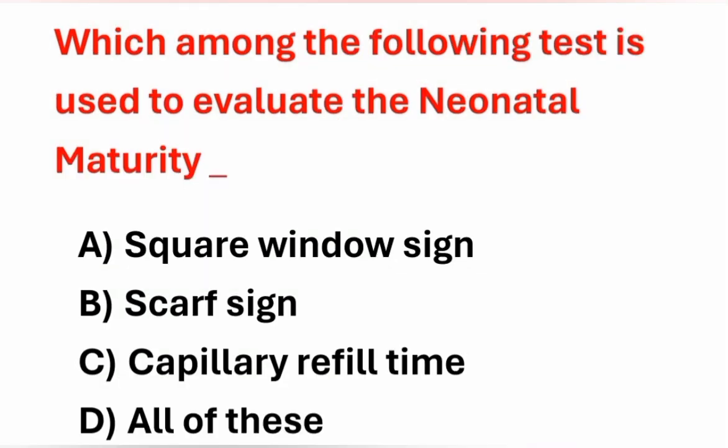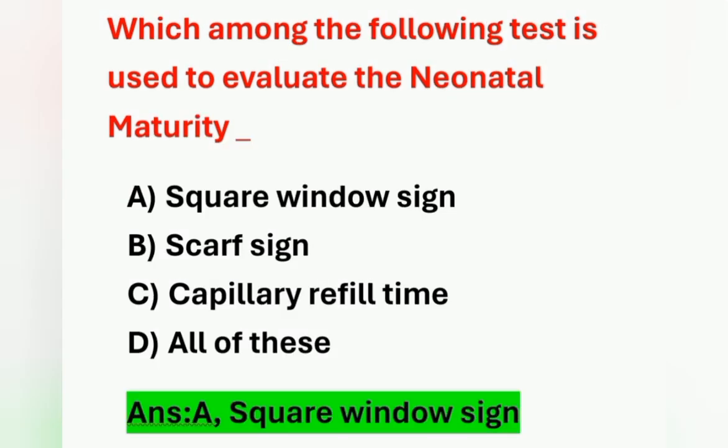Which among the following tests is used to evaluate neonatal maturity? Options. Option A, square window sign. Option B, scarf sign. Option C, capillary refill time. Option D, all of these. Our question is, which test is used to evaluate neonatal maturity? And the correct answer is option A, square window sign. This is one of the components of New Ballard scoring. Square window test is usually done to evaluate neonatal maturity.